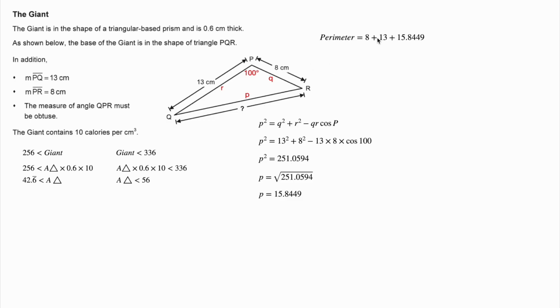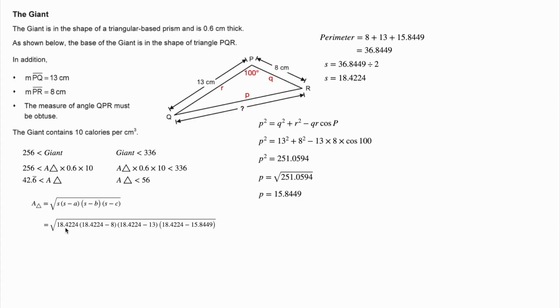The perimeter would be 8 plus 13 plus the 15.8449, which is 36.8449. I need to know half the perimeter, so divide by 2. S is 18.4224. Heron's formula is the area of the triangle is the square root of S times (S minus a) times (S minus b) times (S minus c). I'm going to replace the S with 18.422: 18.422 times (18.422 take away 8) times (18.422 take away 13) times (18.422 take away 15.8449).